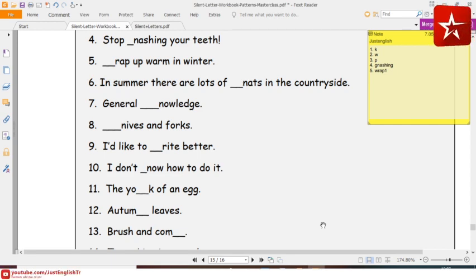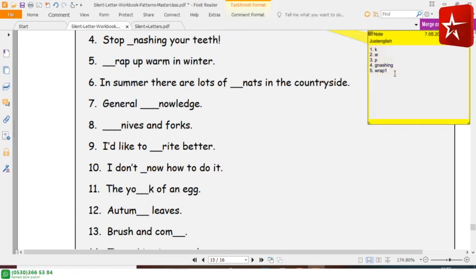Its name is gnat. Yes, with G. Number 6 is G. Gnat. We don't pronounce the G here. As I told you, it is a G and N combination, and we don't pronounce the G. Gnat. In summer, there are lots of gnats in the countryside. It means in the village. A gnat is a small flying insect that bites animals and people. Tuba Salam says K. It's not a K, it is G.